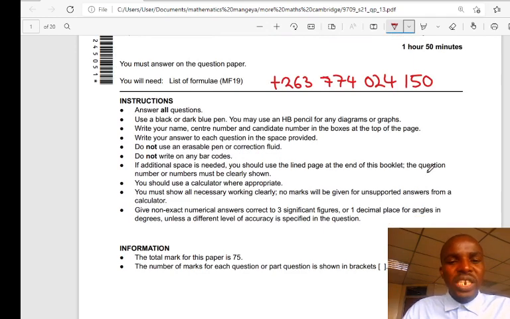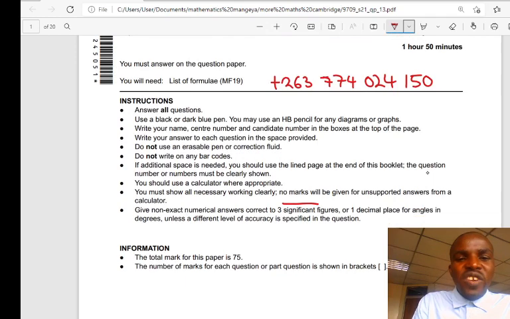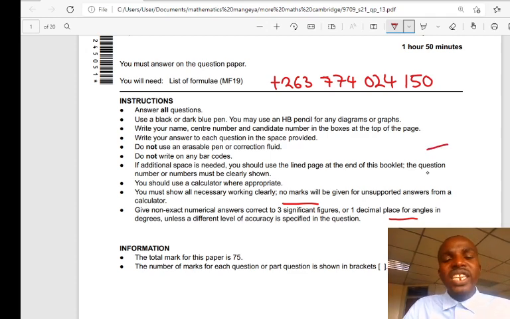Instructions, very important, especially on the degree of accuracy. If the degree of accuracy is not specified, leave your answer to 3 significant figures or 1 decimal place for angles. Take note of that. Then omission of essential working will actually result in loss of marks. Step by step, no shortcuts.